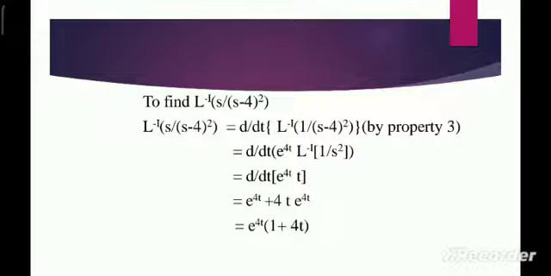Here we are going to use property 2. That is, s minus 4 is reduced to s by taking e power 4t out. Hence, the next step is d by dt of e power 4t L inverse of 1 by s squared. E power 4t is a function of t and L inverse of 1 by s squared is t. So both are functions of t. Therefore, using the u dv formula or uv formula, we'll get e power 4t plus 4 times e power 4t into t. So the answer is e power 4t into (1 plus 4t).